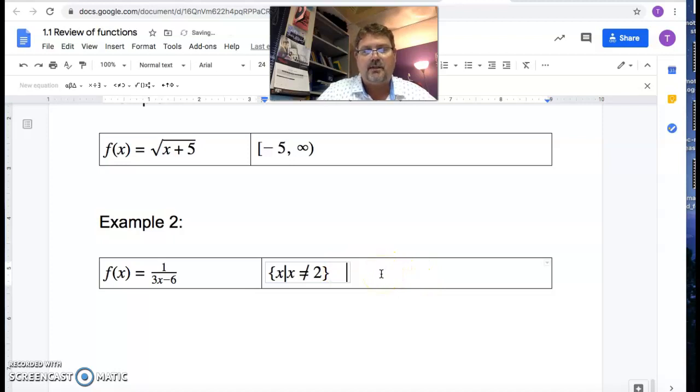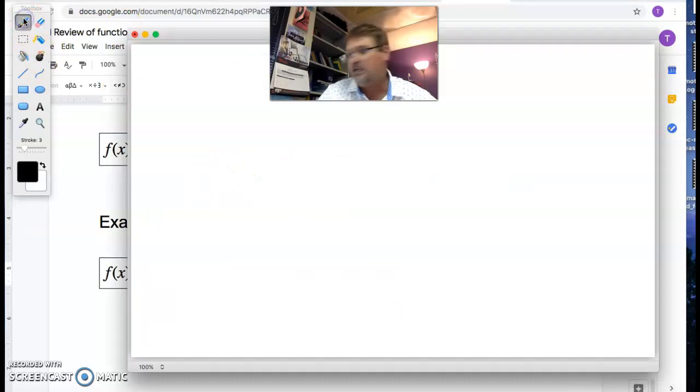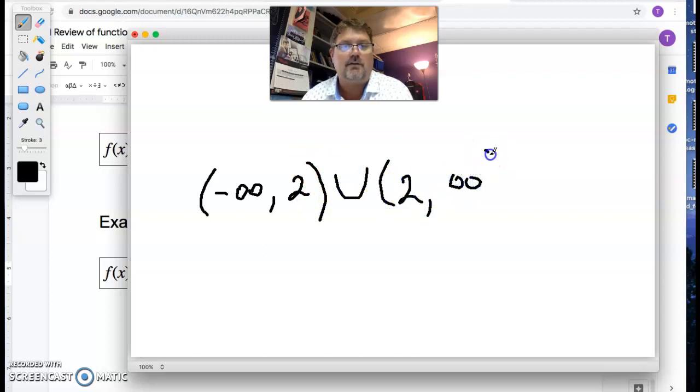Interval notation, it would look like this. It'd be negative infinity to 2 union 2 to infinity. So it would be a little bit more complicated. I don't have time to type that in this video, so let me just draw it out for you. If it couldn't be 2, you would write negative infinity to 2, can't include it, and then 2 to infinity. So the only number you're leaving out is that 2. And I think that's more cumbersome than the set notation piece.